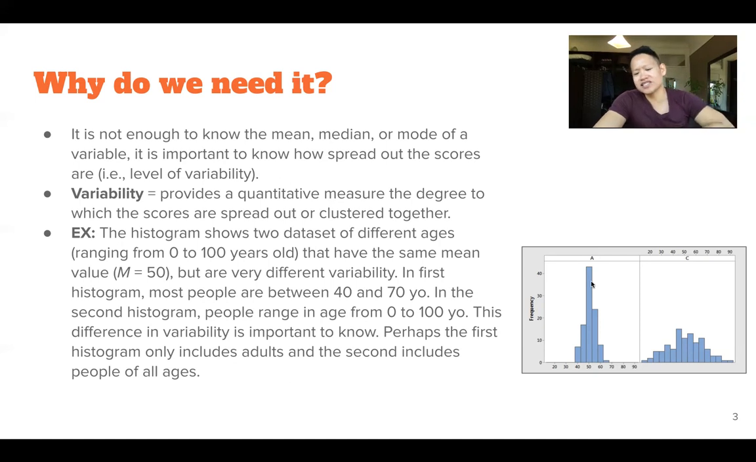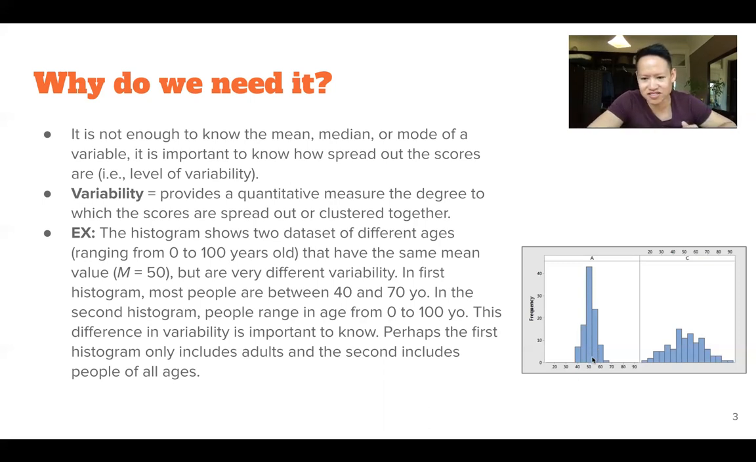So even though both of these data sets have the same mean age, they're very different, right? In one, everything is clustered in the middle, whereas the other is spread throughout. This difference in how far things are spread out or clustered together is what's considered variability. The second one has a lot more variability, meaning the age just varies a lot more. The first one has a lot less variability.